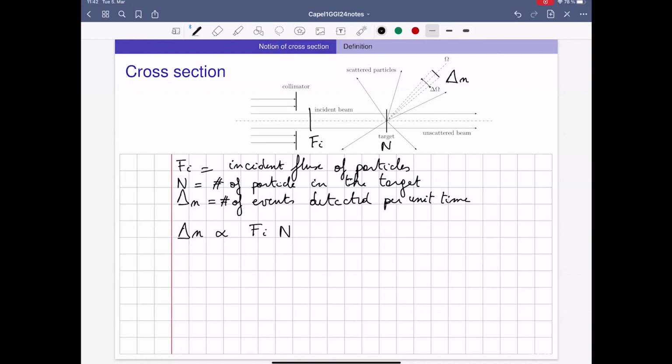And the factor of proportionality between these three values is actually the cross section that we usually measure as a sigma. So this delta sigma is actually the ratio between the number of events that you actually measure divided by the incoming flux of particles and the number of scattering targets.